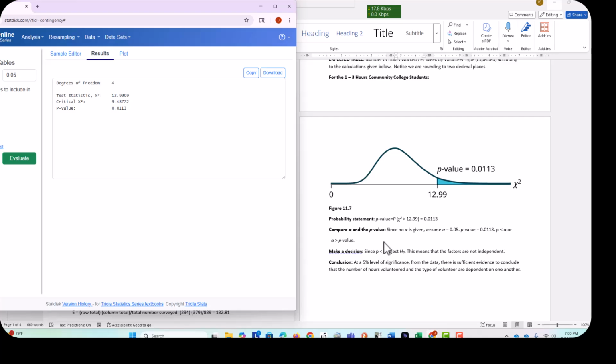So make a decision. P is less than alpha. Notice that they use P is less than alpha, or they don't use P is less than or equal to alpha. I've actually never seen a P value that equaled alpha that we had to make a decision on. So let me know if you have any questions. Thanks.